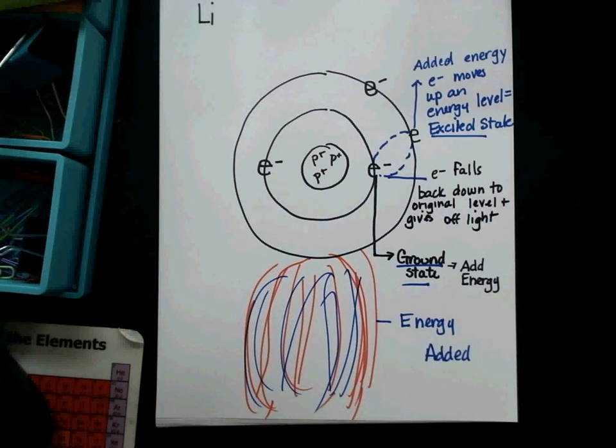That's exactly what's happening in a light bulb. It's exactly what happens in a neon light. It's exactly what's going to happen when we do flame tests. You'll see that all these different metals that are in group 1 and group 2, they all produce different colors.